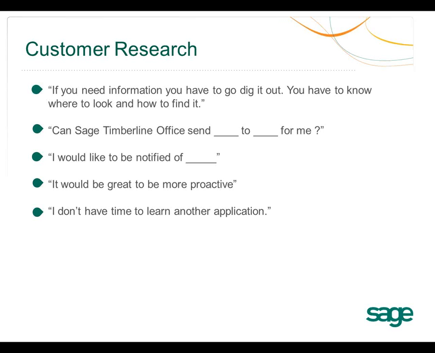There would be comments like, if I need to find information, I've got to dig it out, I've got to know where to look. That led us to believe, why don't we just push selected information to people on a regular basis? Or people would say, can't the software just send something to me? Can the software send me a list of vendors, or send each employee their pay stub for me? Let's say I'm head of payroll and I need to send out pay stubs, or I do contract compliance and I need to send out letters to vendors for insurance expiration.